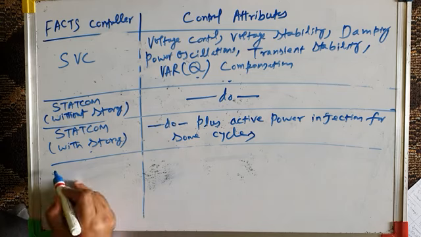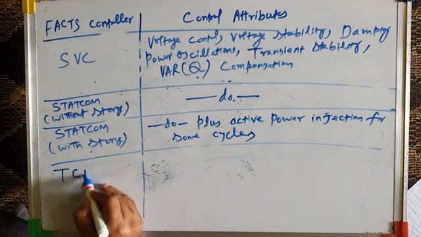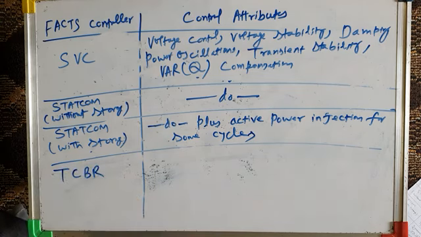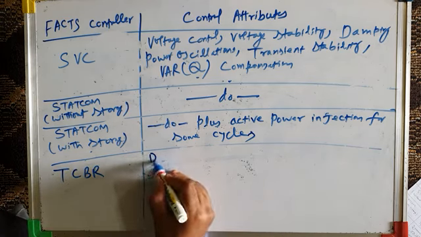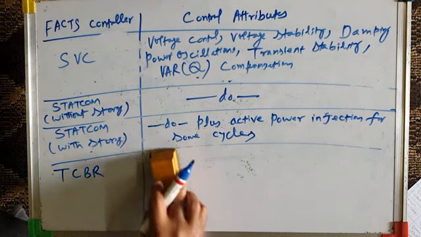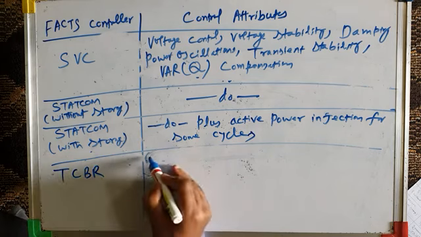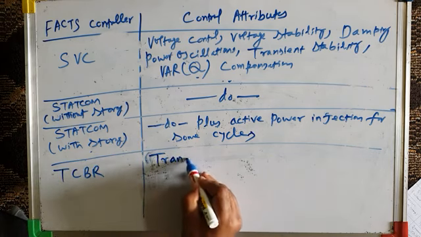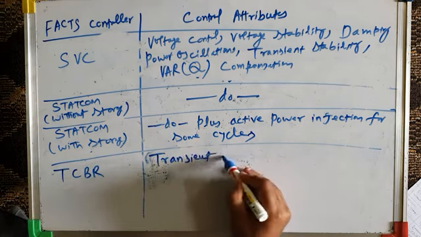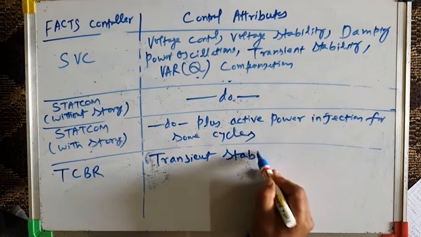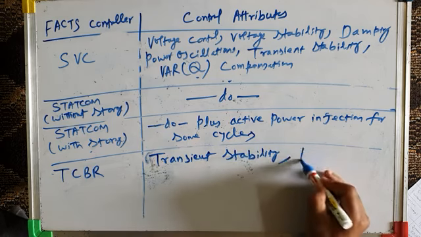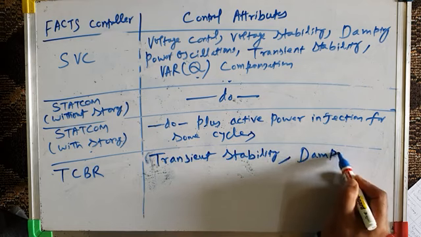And then we have another shunt FACTS controller, thyristor controlled braking resistor, TCBR. TCBR has these control attributes. It results in transient stability improvement. I will write here, it improves the transient stability of the system, and it also helps in damping oscillations.